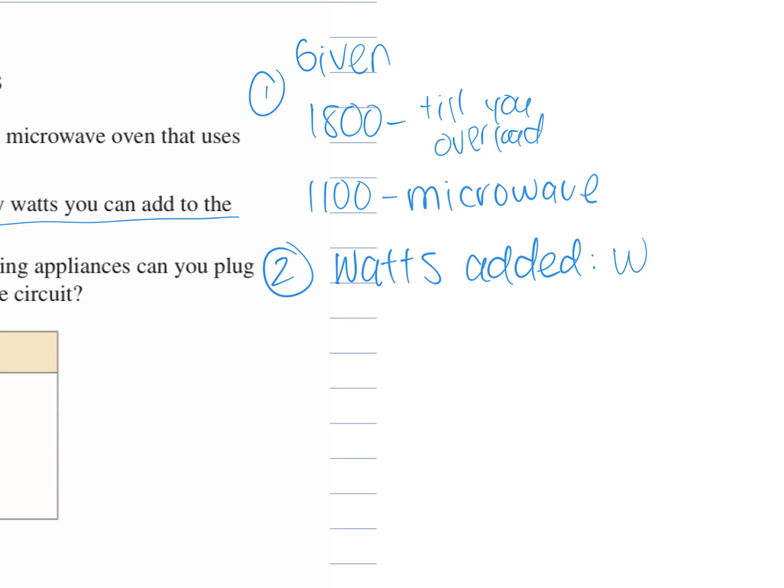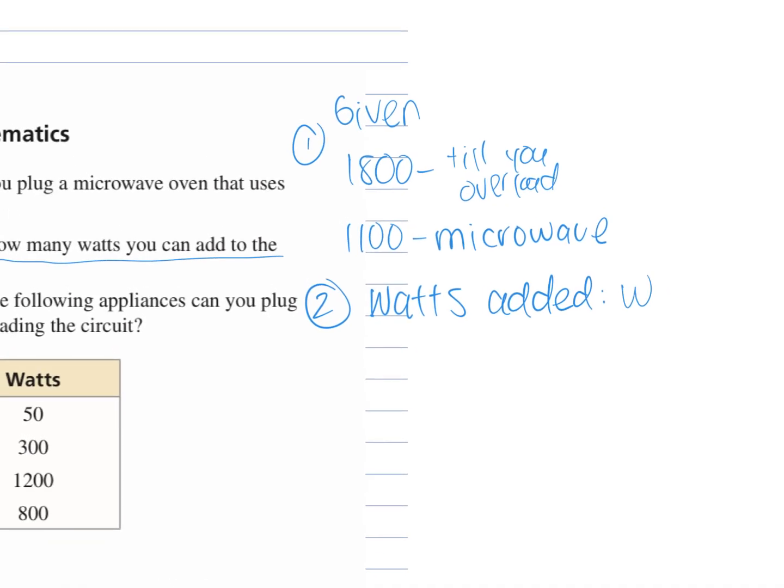What's a good variable to use for watts added? W is excellent, okay? Step number 3 is to write, normally it's write an equation, but now we're dealing with what? Inequality. So we need to write an inequality. Who thinks they could write the inequality for me? It's okay if you're wrong, but I want someone to try.